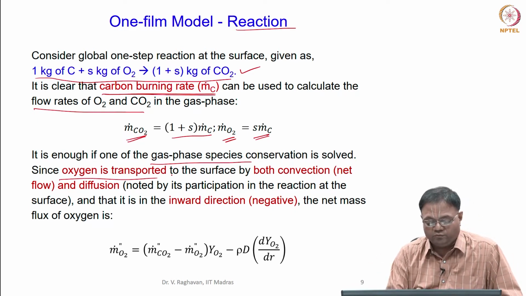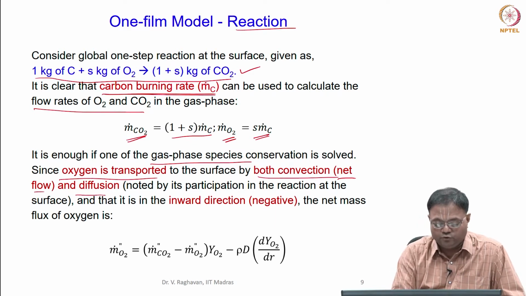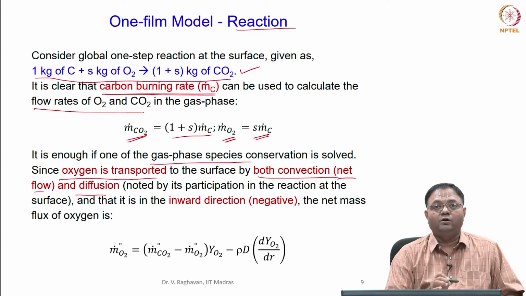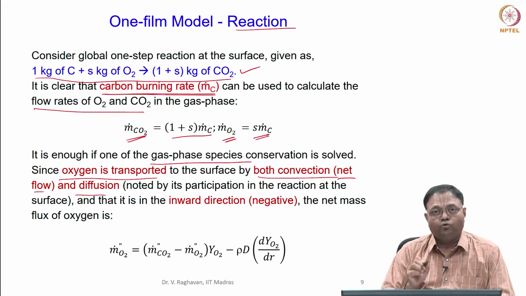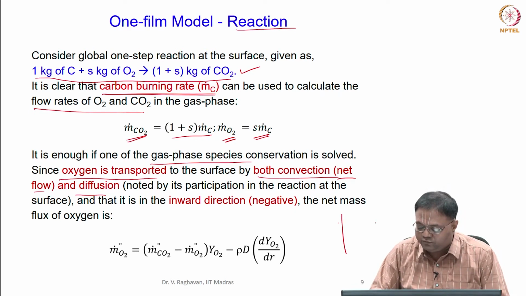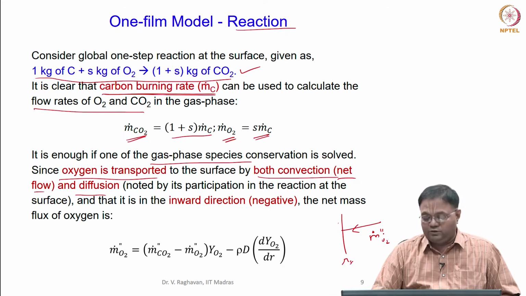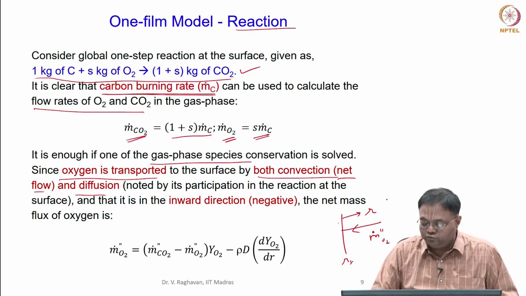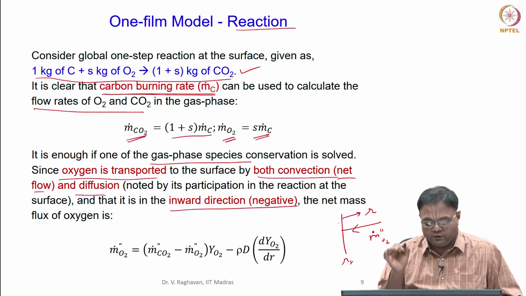Since oxygen is transported by both convection, that is net flow, and diffusion, because of the participation of oxygen in the surface reaction, also note that the oxygen is coming towards the carbon. This is the carbon surface, and it is coming in the other direction. The radial direction is like this, so it is coming in the opposite direction. So the inward direction, which is negative, you also keep in mind.